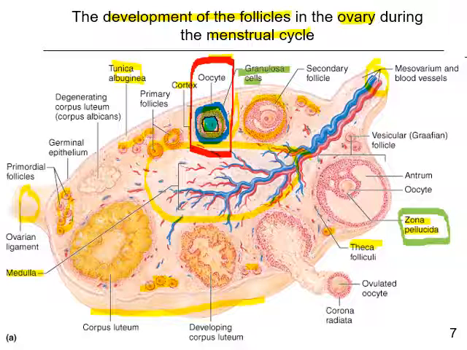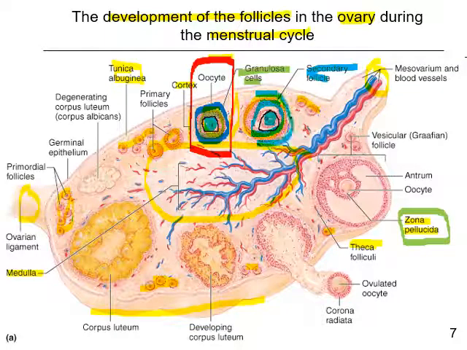It continues to develop and becomes a secondary follicle. Again, the oocyte in the middle, surrounded by the zona pellucida, surrounded by granulosa cells, which are in turn surrounded by theca cells. This secondary follicle develops into a mature follicle.